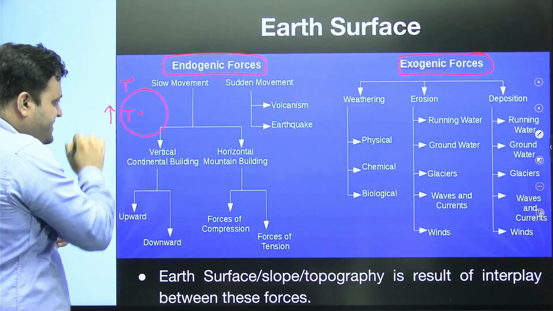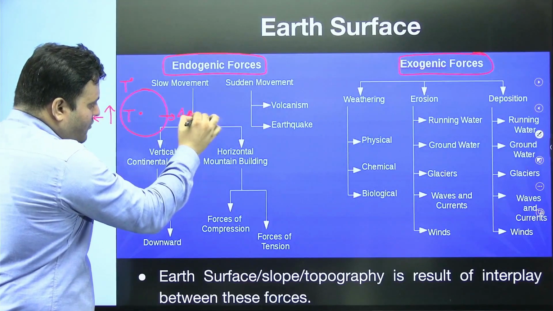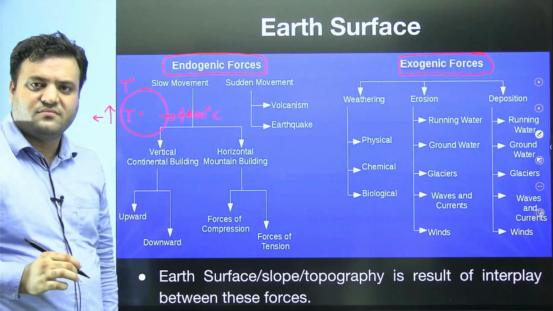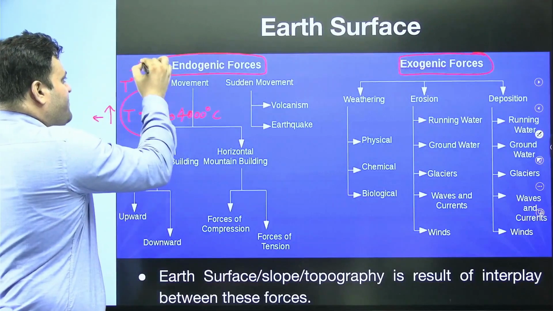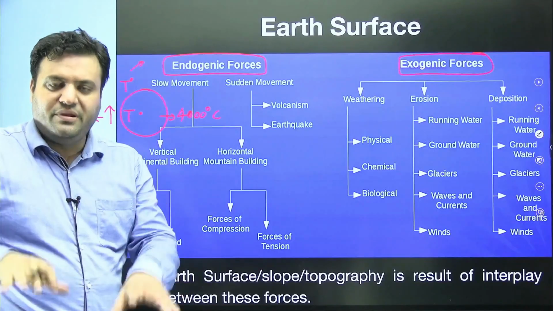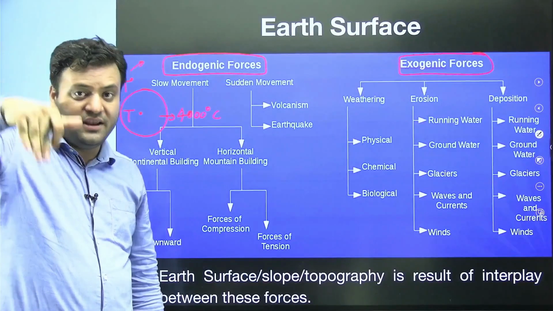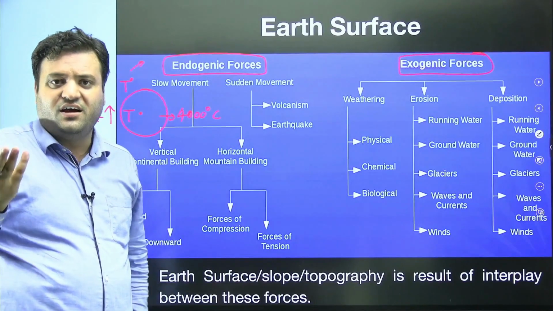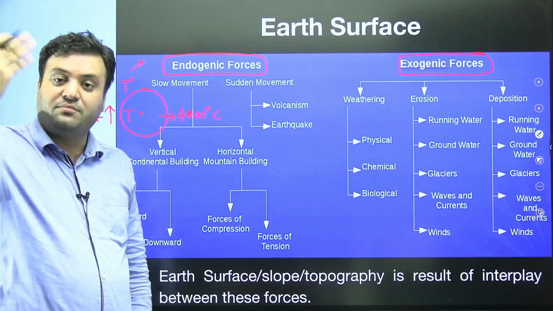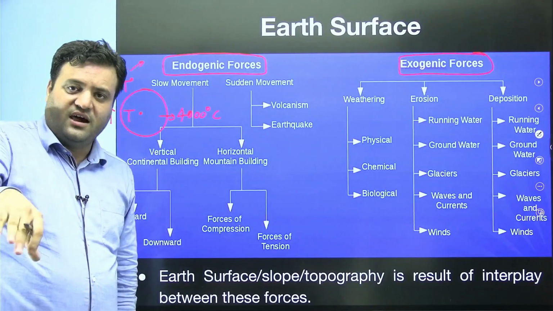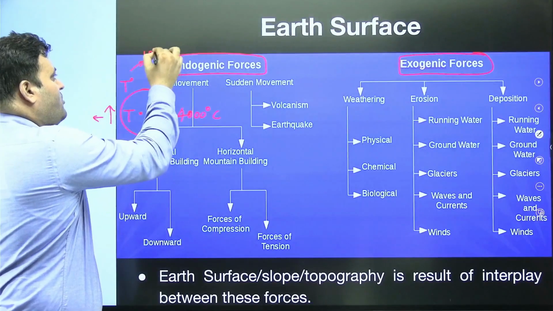So temperature is greater here. Temperature is almost 4,000 degrees Celsius. And if you see the temperature of the crust, we are talking about the beneath part. If we dig the crust, we have only dug up to around 12 kilometers. Beyond that we are not able to dig because the temperature is very high. So the temperature there is somewhere around 100 to 200 degrees Celsius.